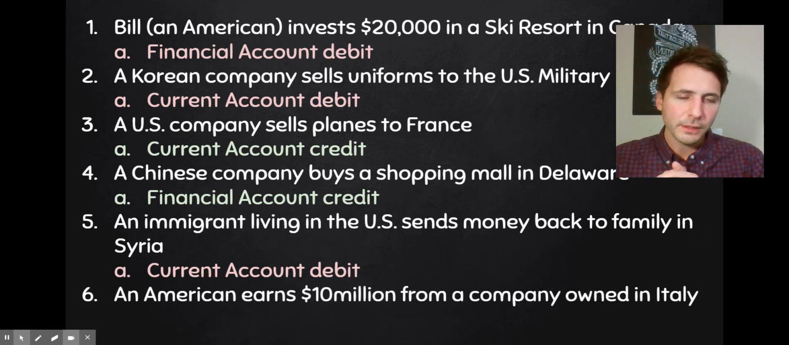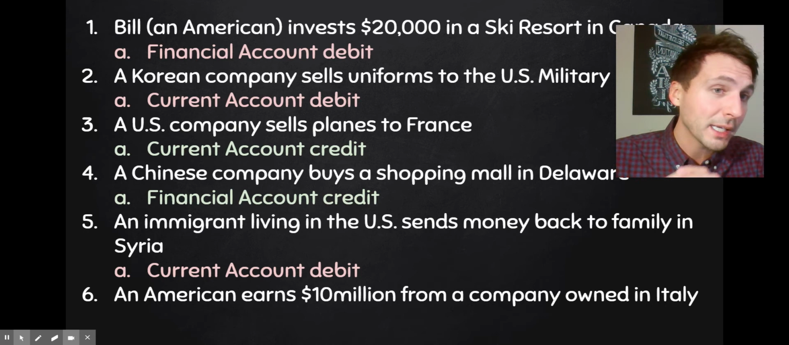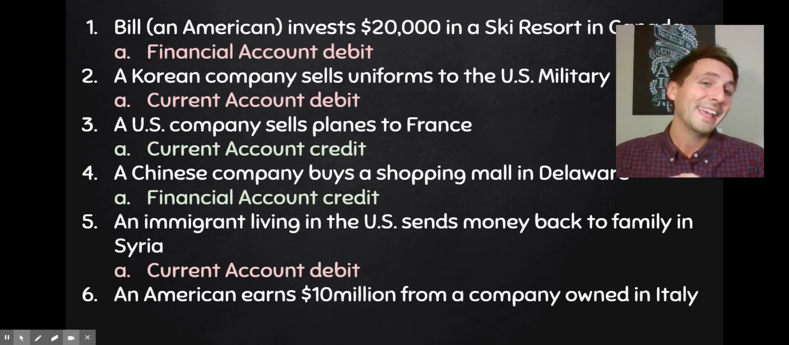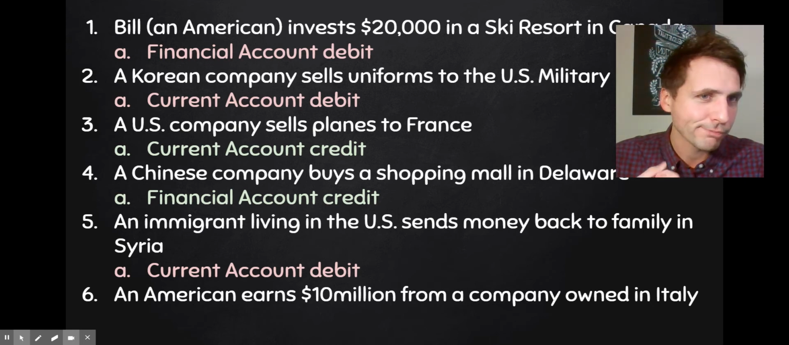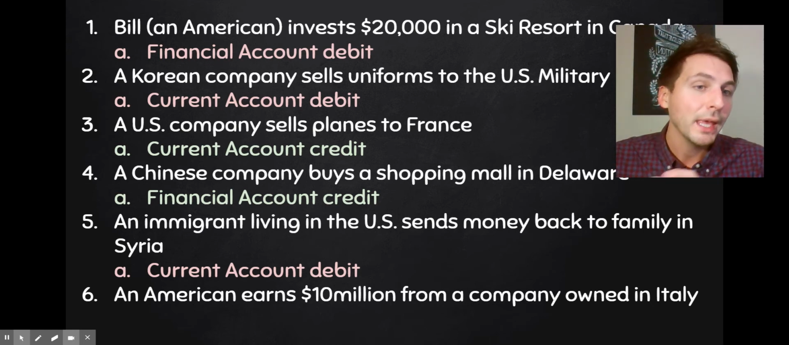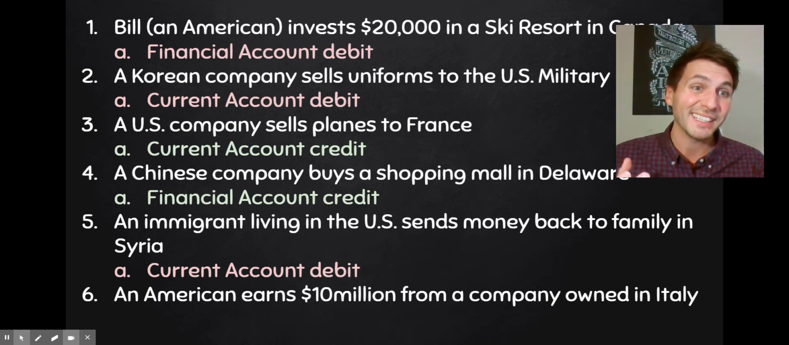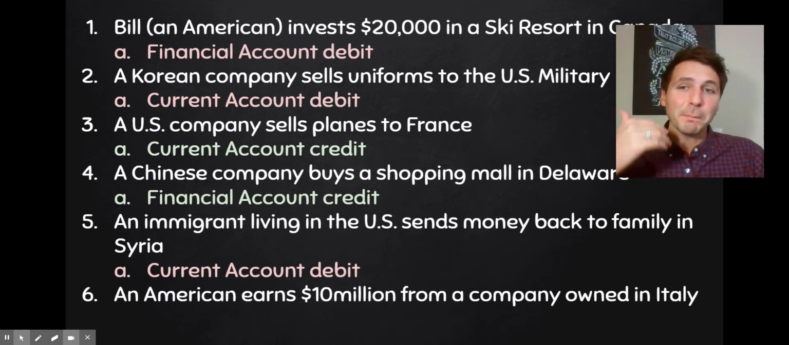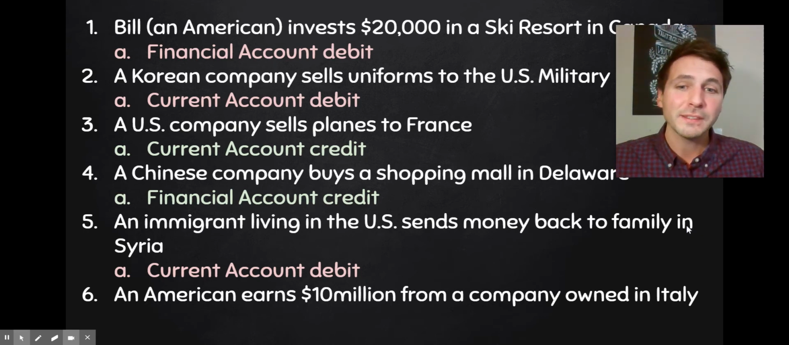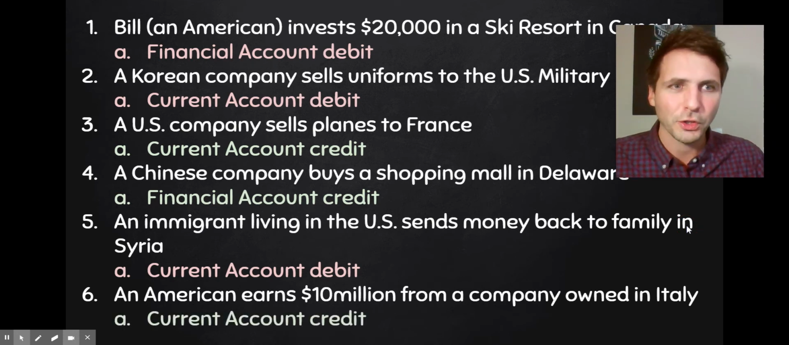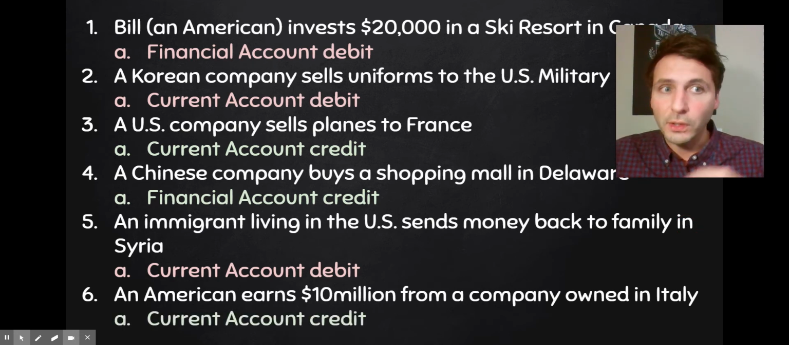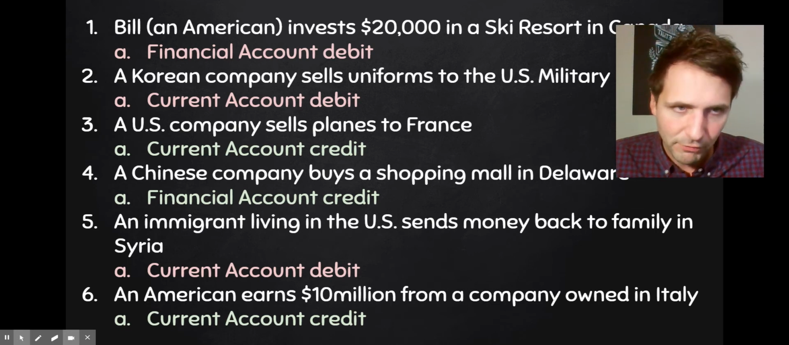There's an American that earns $10 million from a company that he or she owns in Italy. Okay, is this the exchange of goods and services? No, it's not balance of trade. Is this profit earned off of a previous investment? Ding, ding, ding. Yes, it is. That means it must be in the current account. Is the money flowing in or flowing out? Well, it's flowing in, so it must be a credit. So it's a current account credit because it's profit earned off of a previous investment.